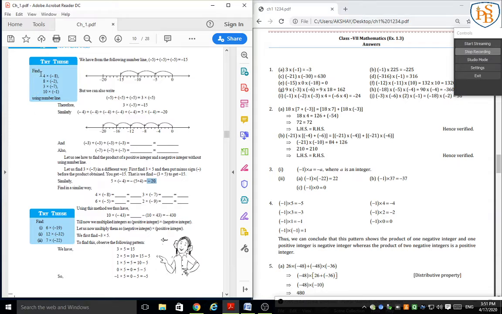Try this, find 4 into negative 8, what will be the answer? 4 8s are 32, and I have to give the negative sign because both integers carry opposite signs. So the answer will be negative 32. 8 into negative 2, the answer will be negative 16. 3 into negative 7, the answer will be negative 21. 10 into negative 1, the answer will be negative 10.